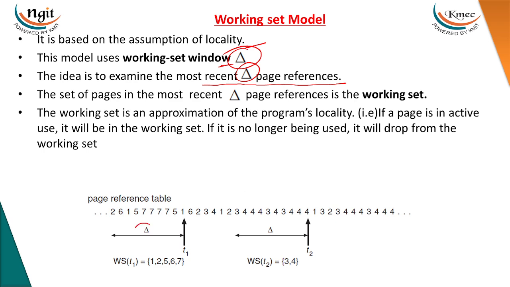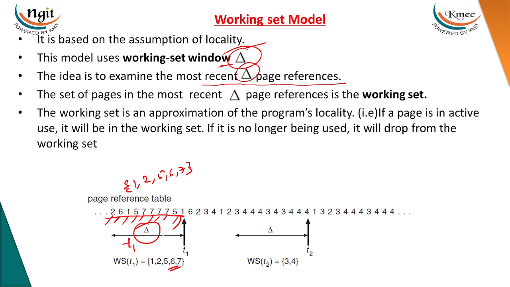If you can see these particular page references during this particular time t1: 2 1 2 6 1 5 7 7 7 7 5 1. These are the pages that are referenced during time t1. So its working set window is 1 2 5 6 7.